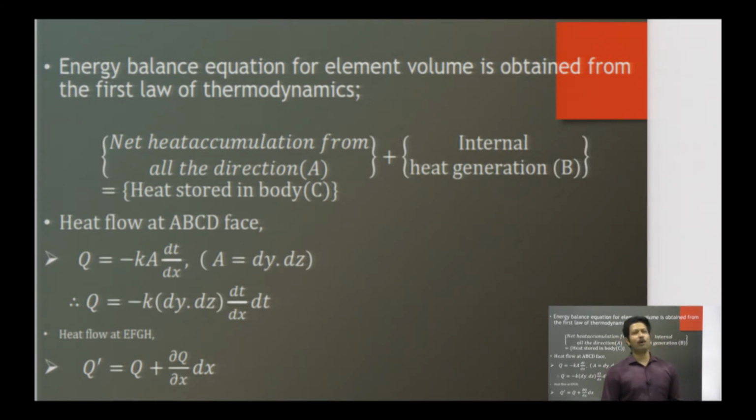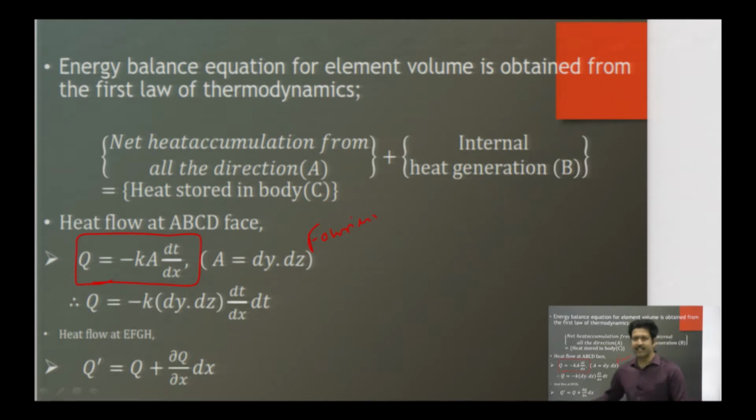Now heat flow at the A, B, C, D face, the left hand side face from where the Qx was entering. So look at it, Q is equal to minus K A dT by dx. Do you know what law this is? I have already discussed. This is Fourier's law of conduction.